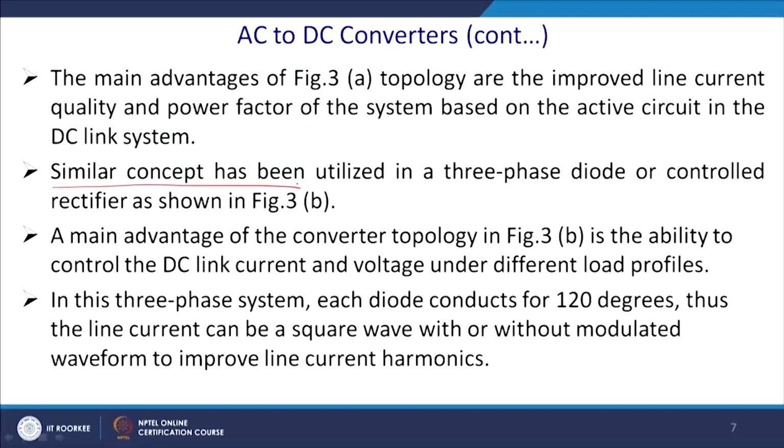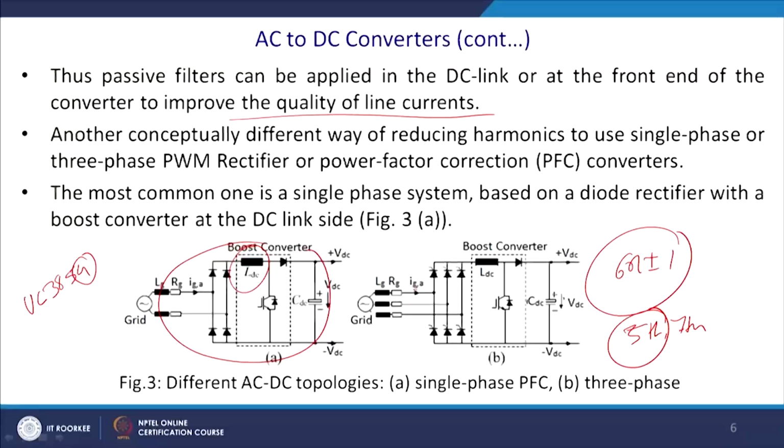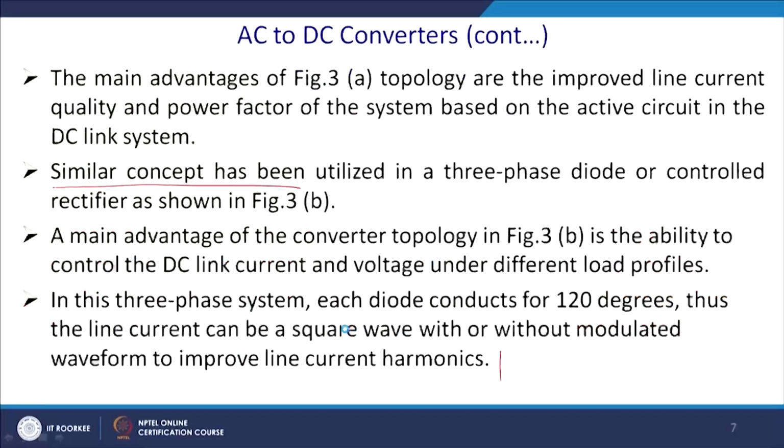A simpler concept has been utilized in the 3 phase diode or controlled rectifier as shown in the figure. The main advantage of the converter topology 3B is the ability to control the DC link current and voltage under different load profiles. In this 3 phase system, each diode conducts 120 degrees, thus the line current can be a square wave without any modulated waveform, improving the line current harmonics. But in 3 phase, since it is difficult to generate the envelope, this kind of technique may not work well, and ultimately we have to go with the fully controlled rectifier to get power in a bidirectional way. Mostly we may also need to put a little bit of filters here to eliminate these frequencies.